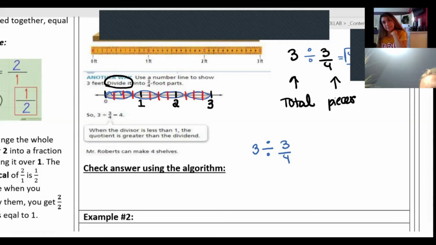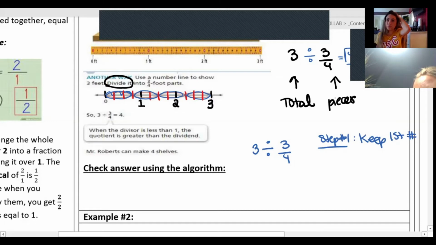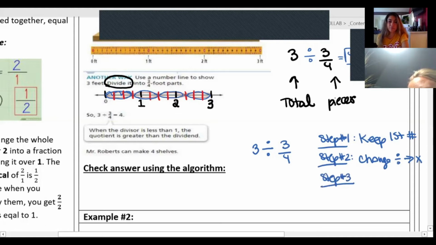So the first step is keep the first number the same. We're going to set 2, change the division sign to multiplication, and then step 3, you're going to flip the second value, which is known as finding the reciprocal.